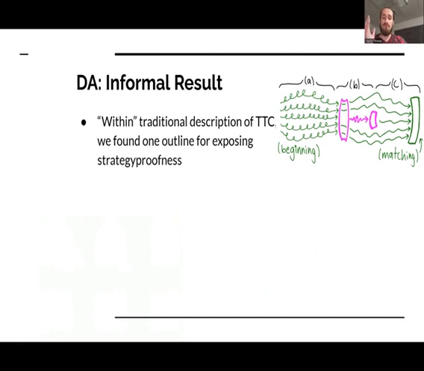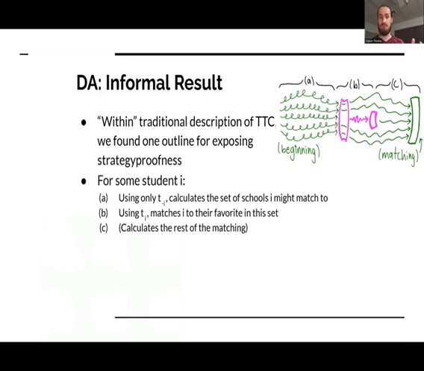So what does our result say informally about TTC, about DA? How does DA fit into this story? How does it relate to TTC and SD? So recall that we showed, within the traditional description of TTC, one outline for exposing strategy proofness. We found this ABC description. For some student I, calculate what you might get without using your type, match you to your favorite thing in that set, and continue.